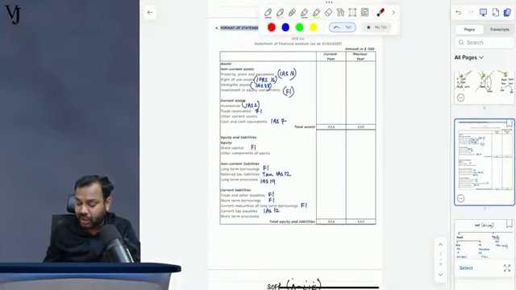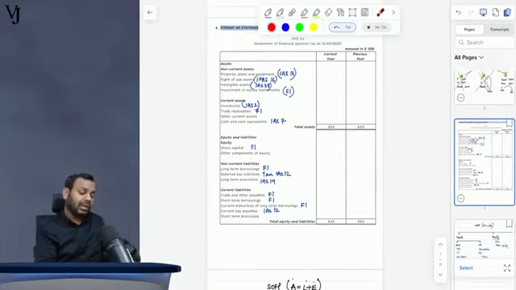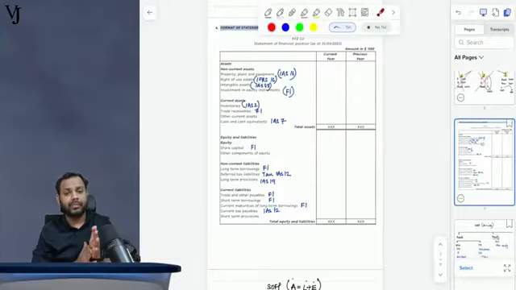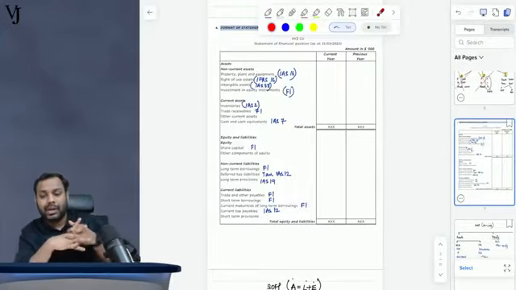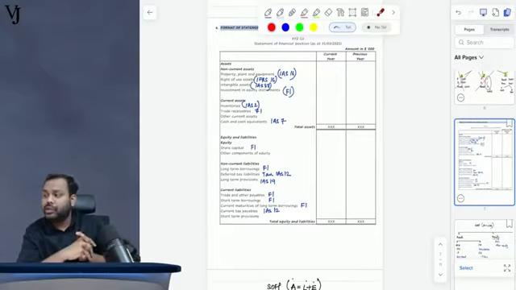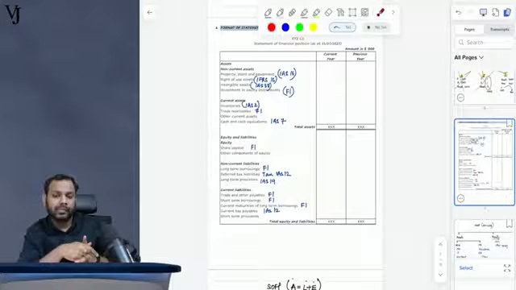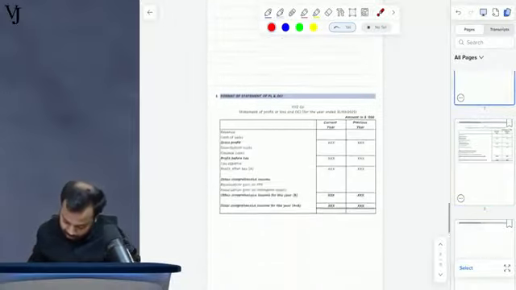Come on guys, tell me, are you understanding the format of statement of financial position? Is that fairly clear to all of you, the financial statements? Wonderful. Moving on to the next part.